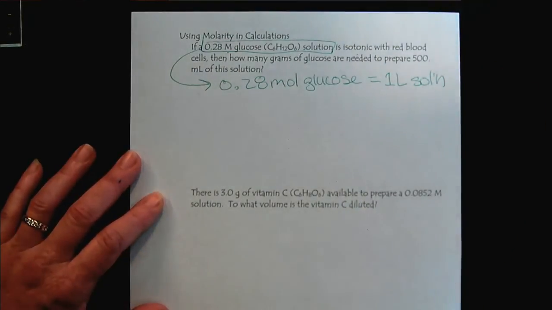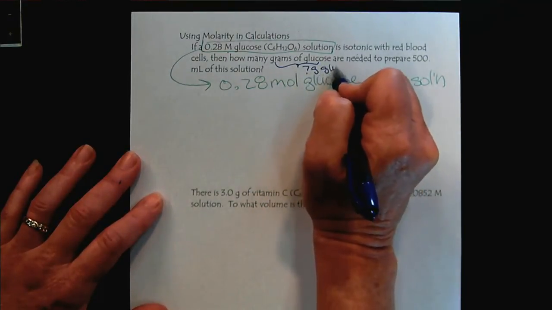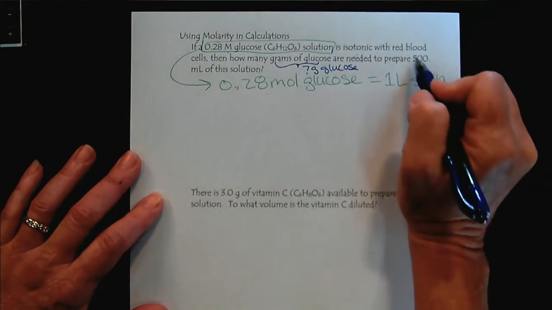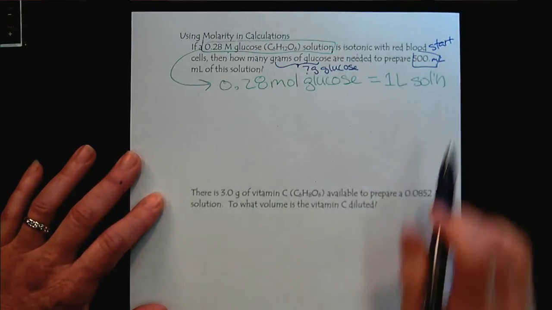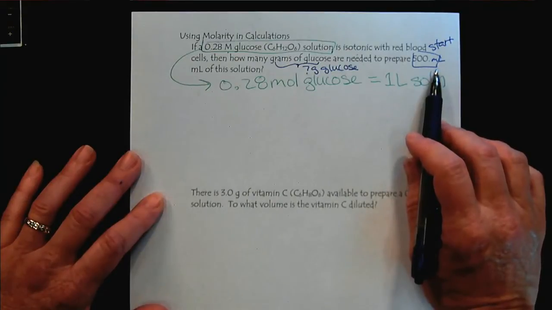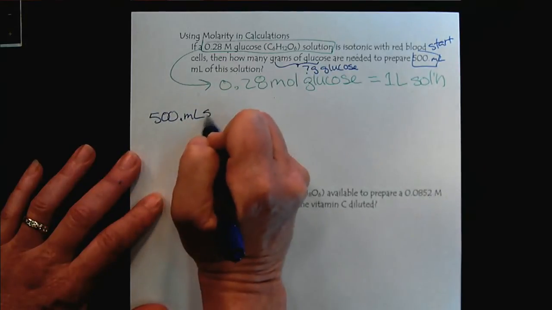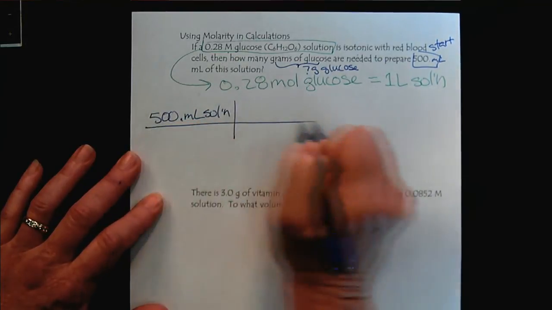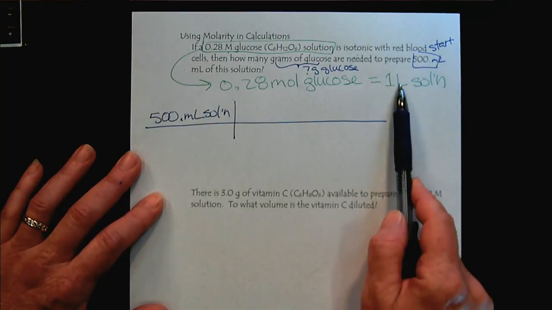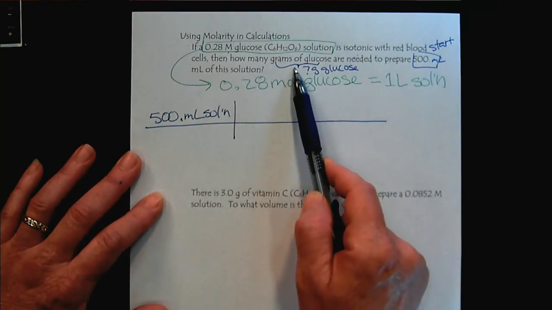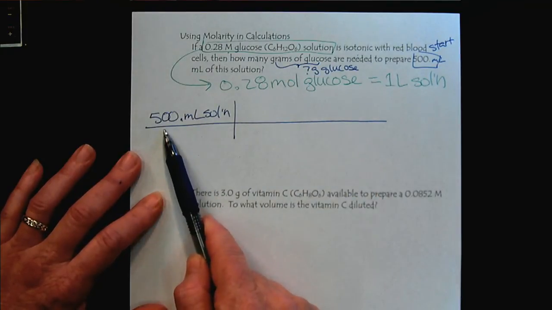Alrighty, so what's the question asking? The question's asking us, how many grams of glucose do we need if we want to prepare the 500 milliliter solution? So we start with the volume of the solution we're trying to prepare. So we begin here, 500 milliliters of our solution. And now molarity is going to be the bridge from the solution to the solute, because we've been asked to determine how many grams of solute we need to add to these 500 mils.